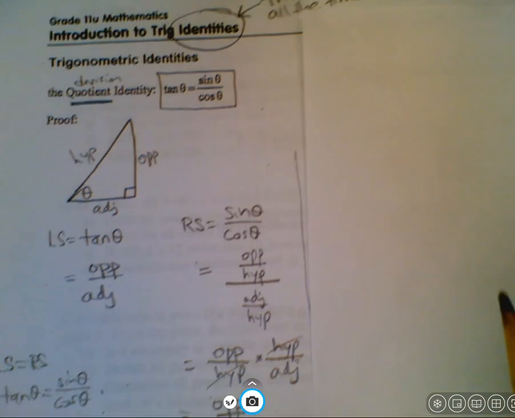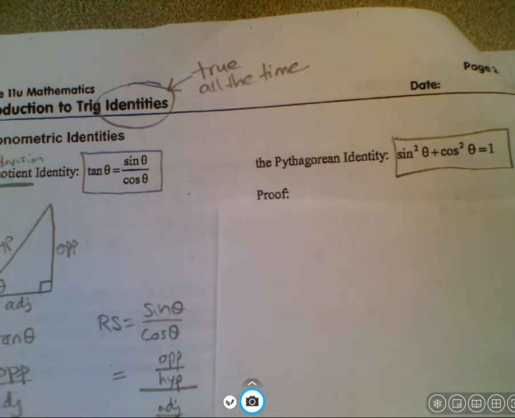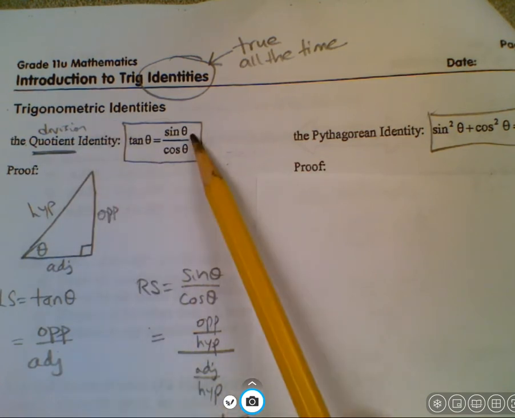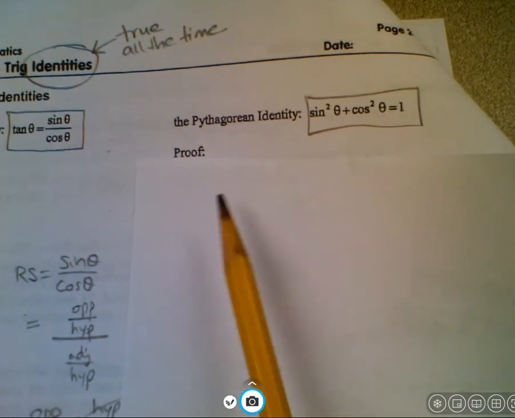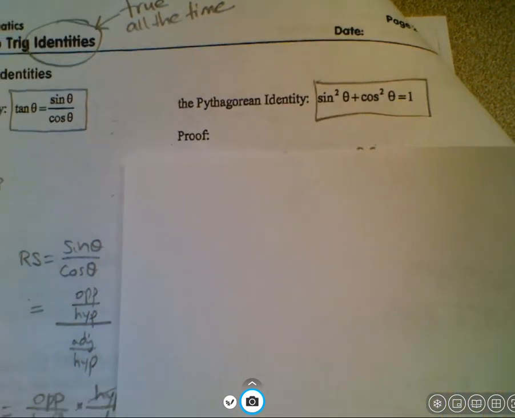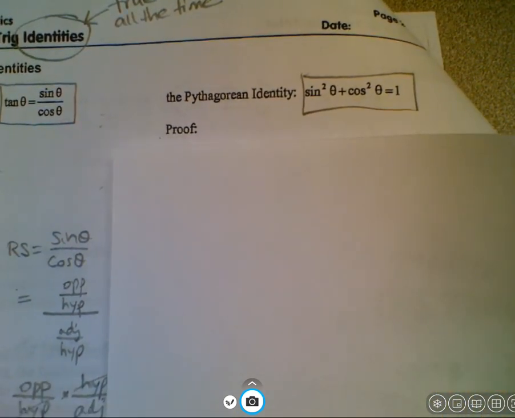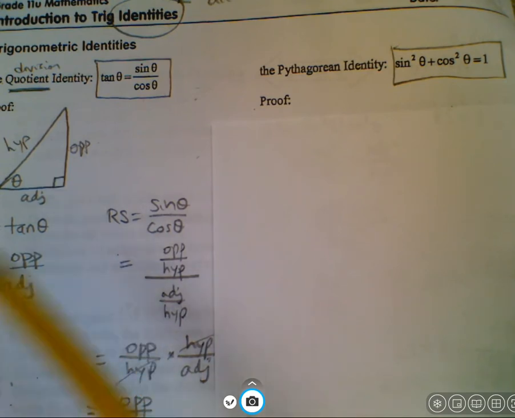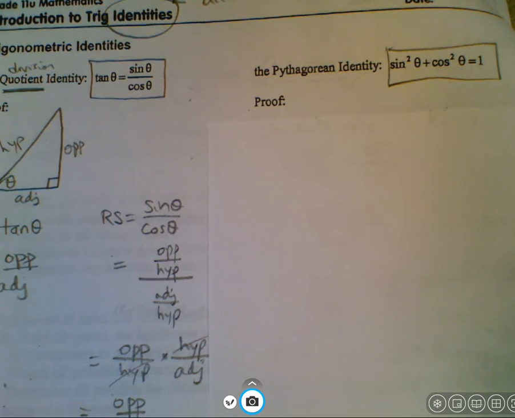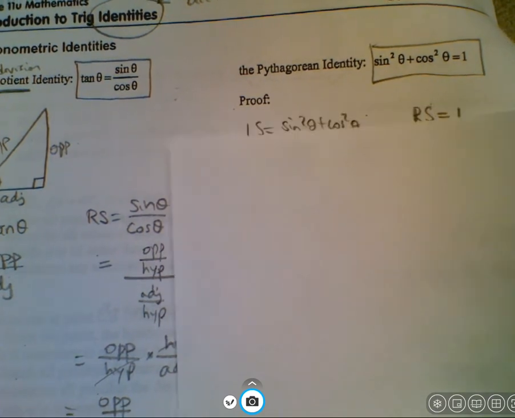All right, the next one on the page is the Pythagorean identity. So this one's called quotient because it means division, dividing sine by cos. This one's called the Pythagorean identity. It looks similar. It's got the squares and you're adding them up. Looks similar to the Pythagorean theorem. So let me give you a moment and try to prove this one. You can use the same triangle that we used for the first one. I can pause the video here, and then I will show you the proof.